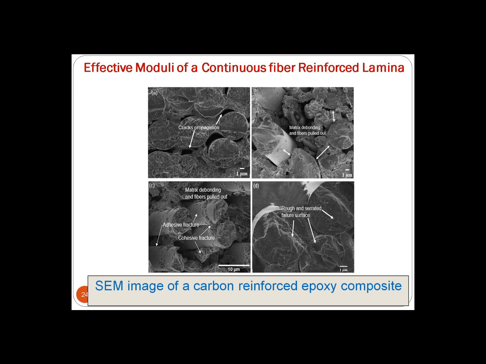So if we conclude these SEM images of carbon reinforced epoxy composite, there are several crack propagations, and these crack propagations are because of the void contents. Due to void contents, there may be occurrence of debonding in both forms. Matrix can debond or the fiber can pull out. And similarly, the fracture because of epoxy and the rough surfaces. So likewise, these SEM images can be explained.